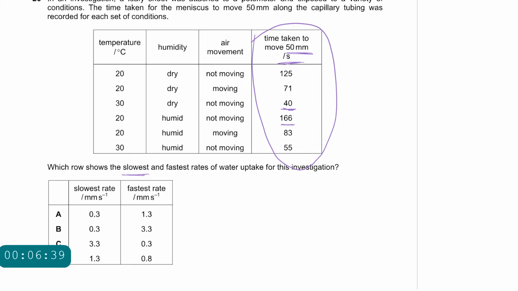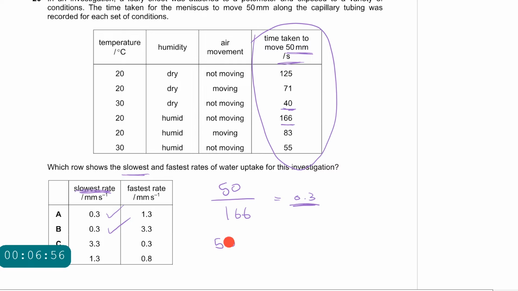So what do we do to calculate the slowest rate? We divide 50 by 166. This would give us 0.3. So 0.3 is the correct answer. And then for the fastest rate, we would divide 50 by 40. This would give us 1.3. So 1.3 is correct. The only correct answer should be A.